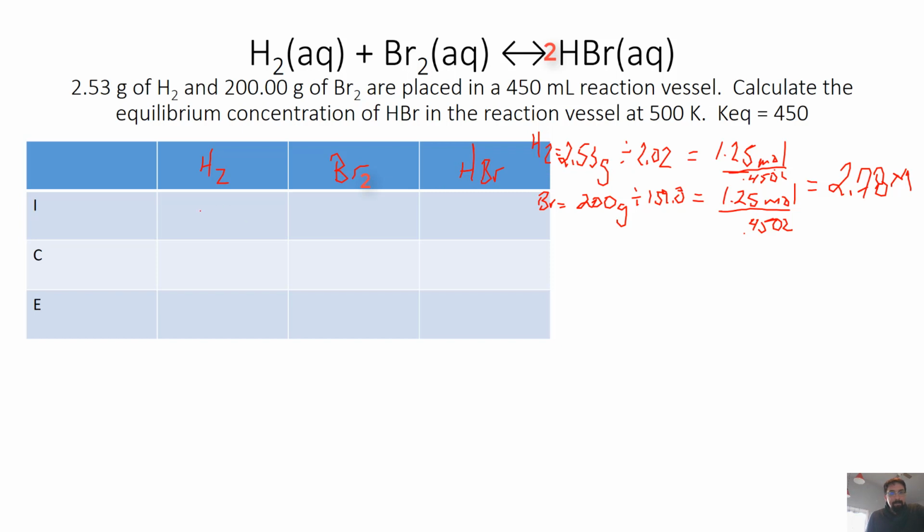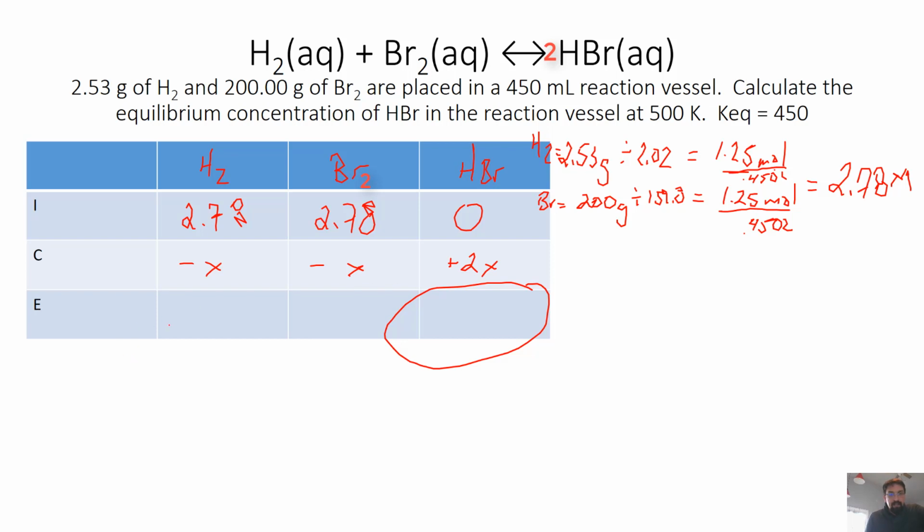So I'm going to slide over here and I'm going to write that in as my initial concentration of hydrogen and bromine. The next step is going to be to calculate out the equilibrium concentration of HBr. That's all we really care about here. I am going to be losing x of hydrogen, losing x of bromine, and adding in 2 times as much HBr.